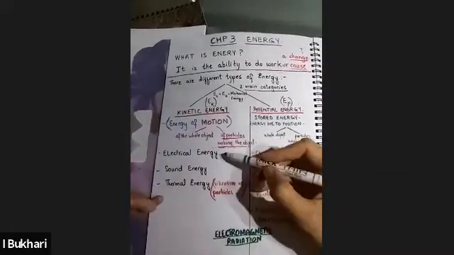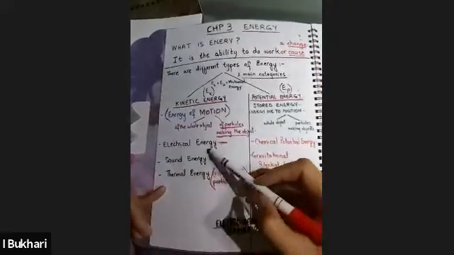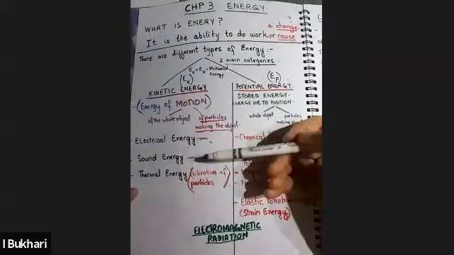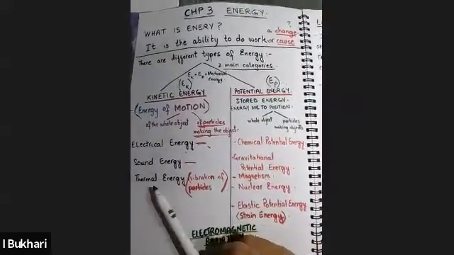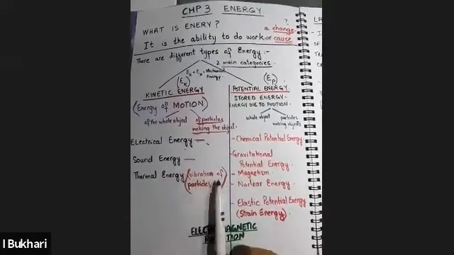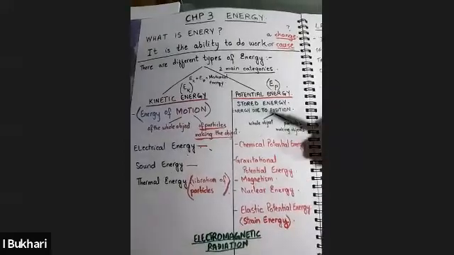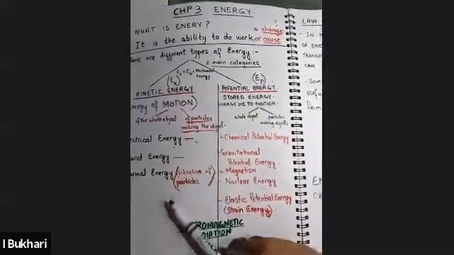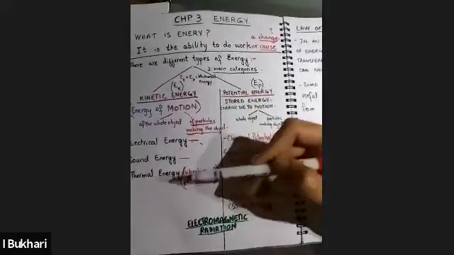So you can see that in all these cases, the particles are moving. In electrical energy, electrons are moving. In sound energy, particles are moving. Can be atoms, can be molecules, whatever. Thermal energy is again due to the vibration of particles, due to the jiggling of the molecules or atoms that the substance is made up of. So these are a few examples of kinetic energy.